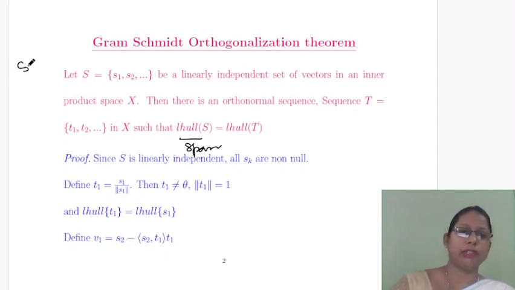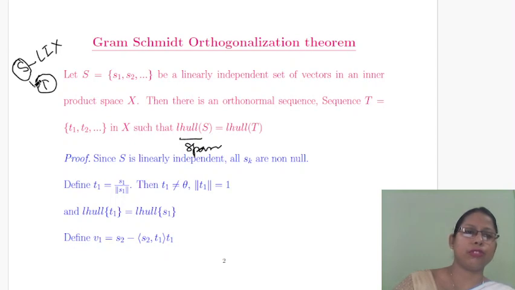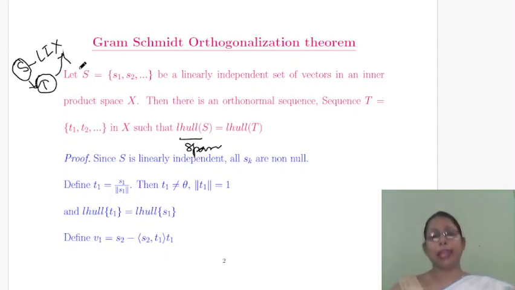If S is my linearly independent set in X, then this S is either a basis or can be extended to form a basis of X. Then by the Gram-Schmidt orthogonalization theorem, there will be an orthonormal basis corresponding to this S of this inner product space X. Now the proof. S is linearly independent, then all Sk are non-null vectors.